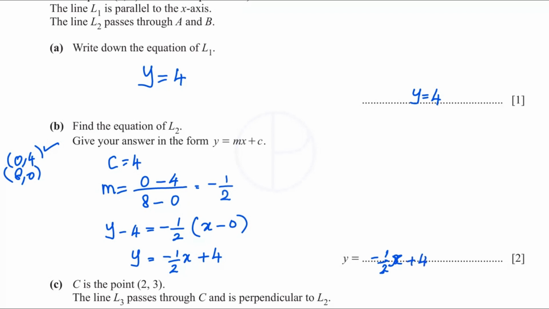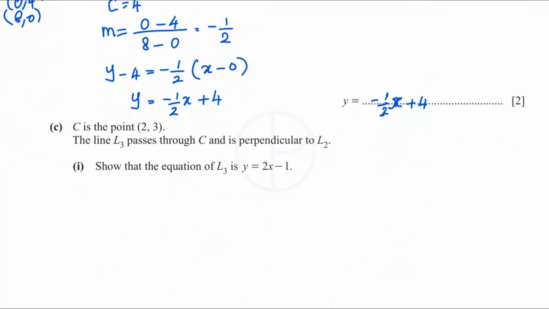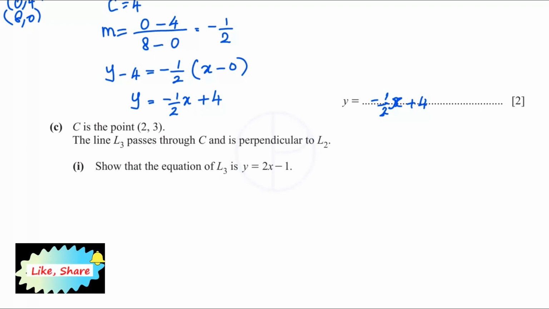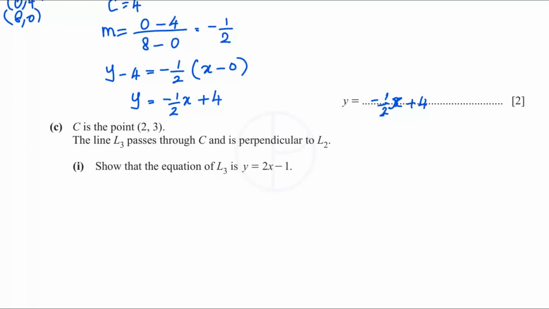The next part of the question is C is the point 2, 3. The line L3 passes through C and is perpendicular to L2. Show that the equation of L3 is y is equal to 2x minus 1. Okay. So for L3, what is the gradient? It's given L3 passes through C and is perpendicular to L2. So if it's perpendicular to L2, that means the gradient of L3 will be minus 1 over the gradient of L2, which is negative 1 over 2. So on simplifying this, we get gradient as 2.